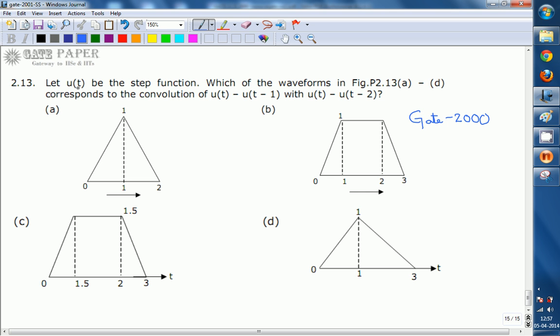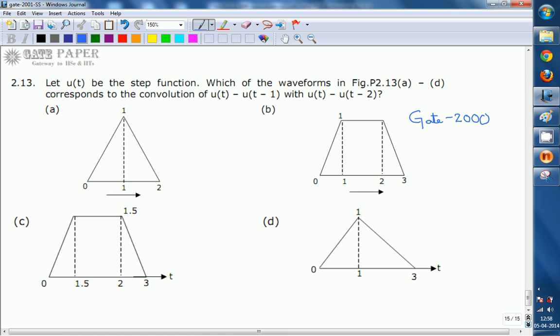Here it is given that let u of t be the step function. Which of the waveforms in the figure, from A to D, corresponds to the convolution of u of t minus 1 with u of t minus 2? So we'll see the solution for this.